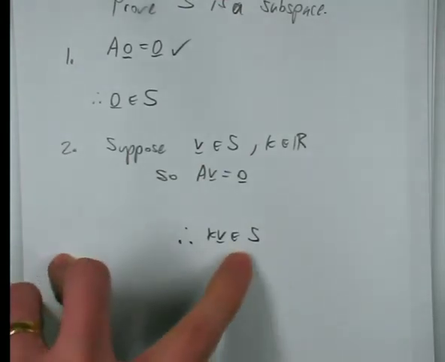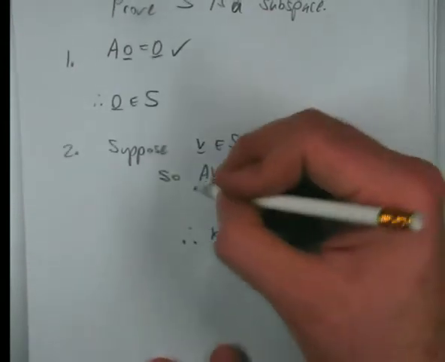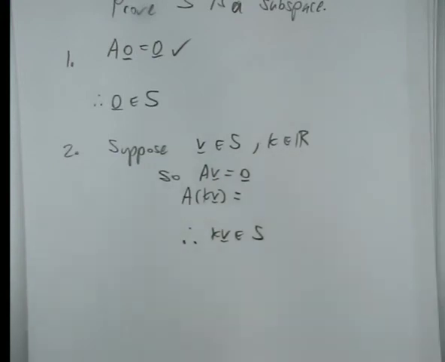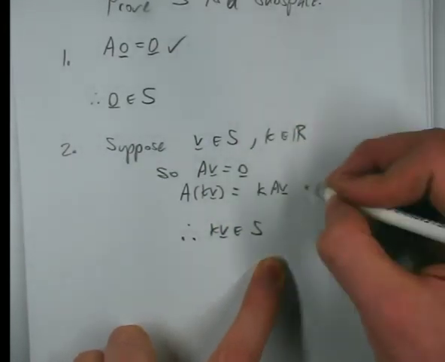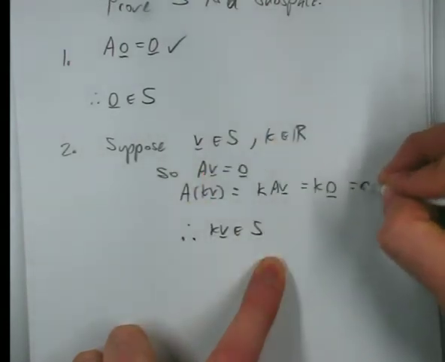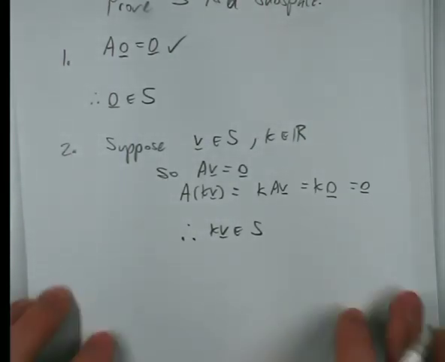And what would be the rule for kv being in S? Well, that would mean that A times that vector should come out to 0. So let's see. A times kv, and I need to do some working to convince the reader that this comes out to 0. But I could bring that constant out the front, because that's how constants work in matrix multiplication. So that would be k lots of Av. But Av was 0, because just from there, so this is 0, and so therefore kv is in S. Because when I sub it into that formula, it comes out to 0, and that is the rule for being in S.